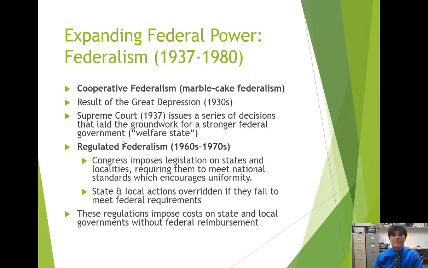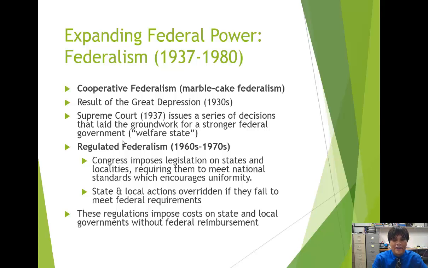There had to be a certain length to products. I was trying to think of an example, like the auto industry had certain regulations. They had to meet certain safety requirements and things like that. This encouraged uniformity and encouraged the states to act like one another under the national government in order to ensure the safety of all citizens. State and local actions were overridden if they failed to meet these federal requirements. So let's say an education curriculum.